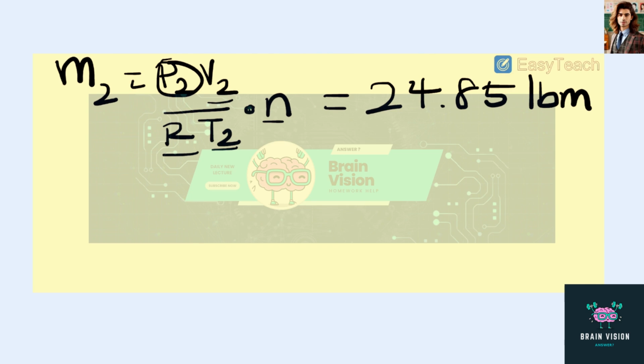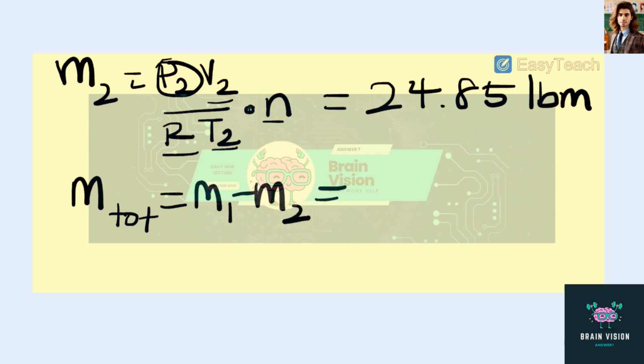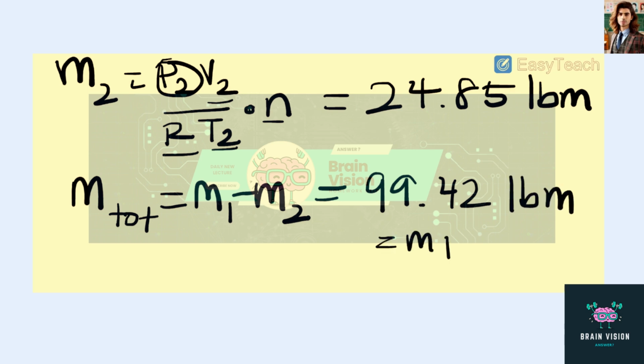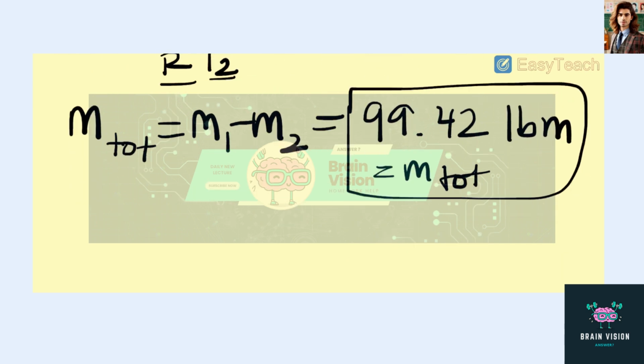So the total mass of oxygen used is M tot, which is equal to M1 minus M2, the difference between those two quantities we just solved for, so 99.42 pound mass. And that is the mass of oxygen that was used. So that's one part of our answer.